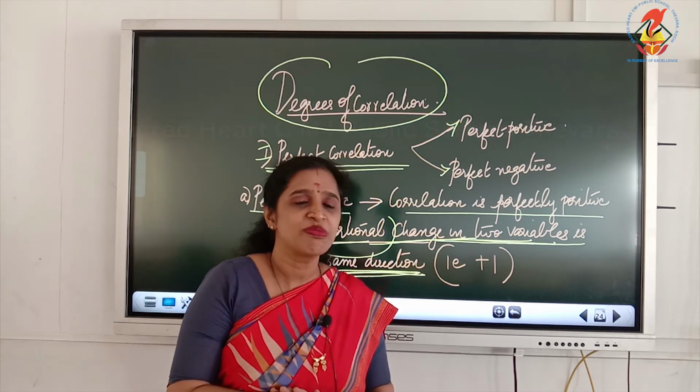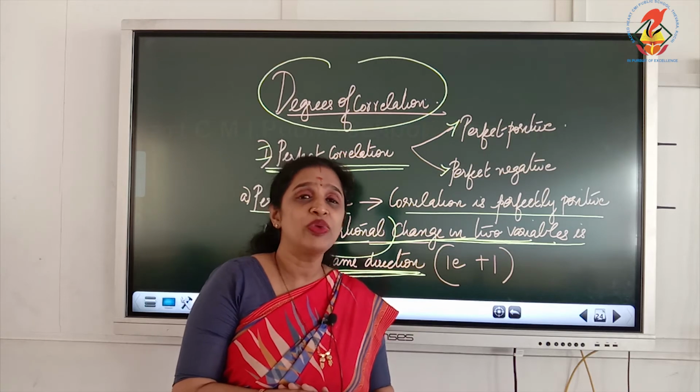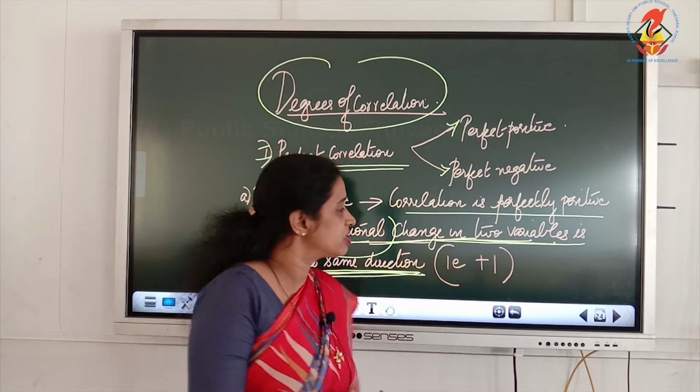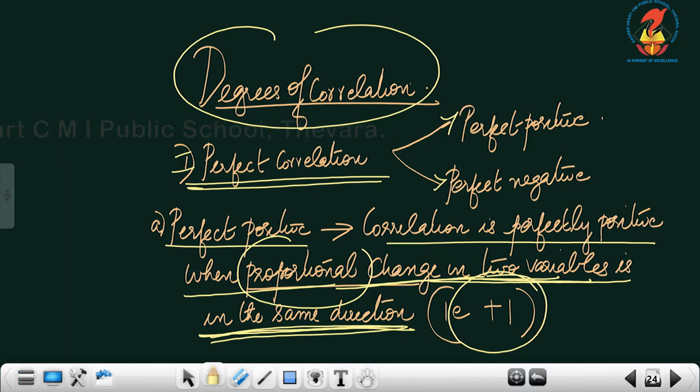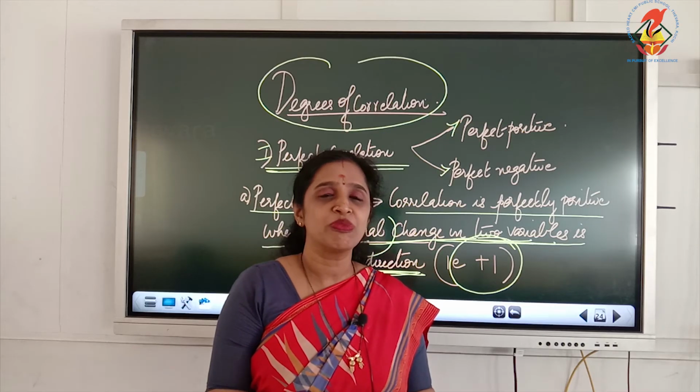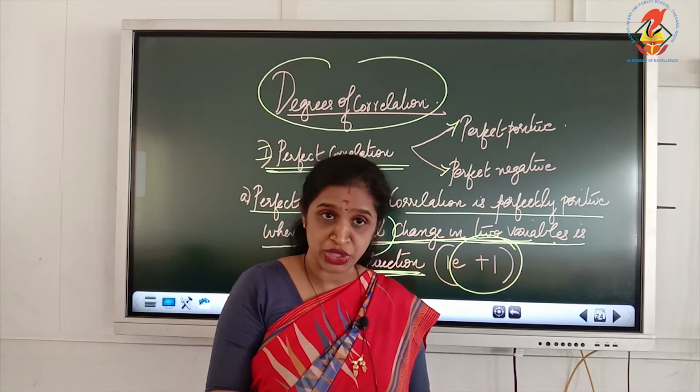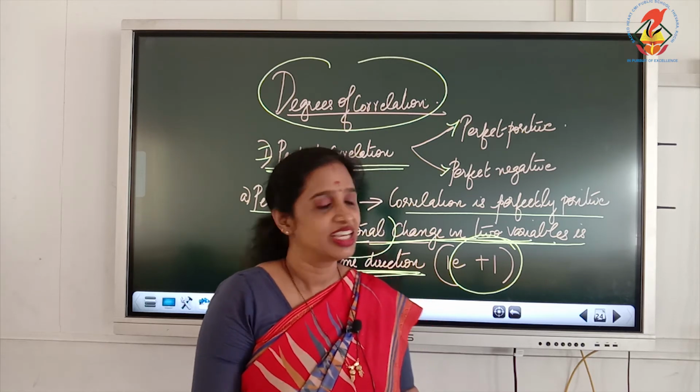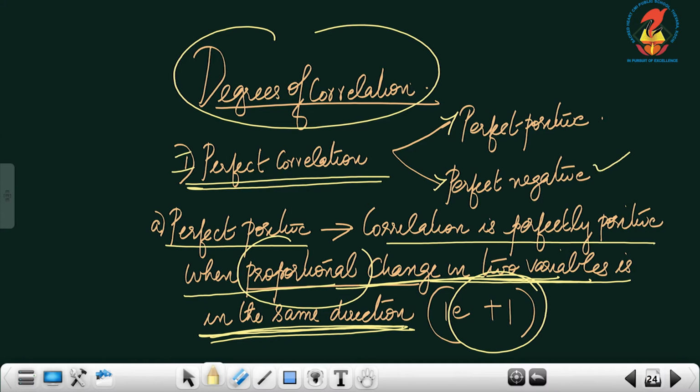So, how do we depict the degree of a perfect positive correlation? It will be positive 1, because both are moving in the same direction proportionately. Positive 1. Now, likewise, we have perfect negative.